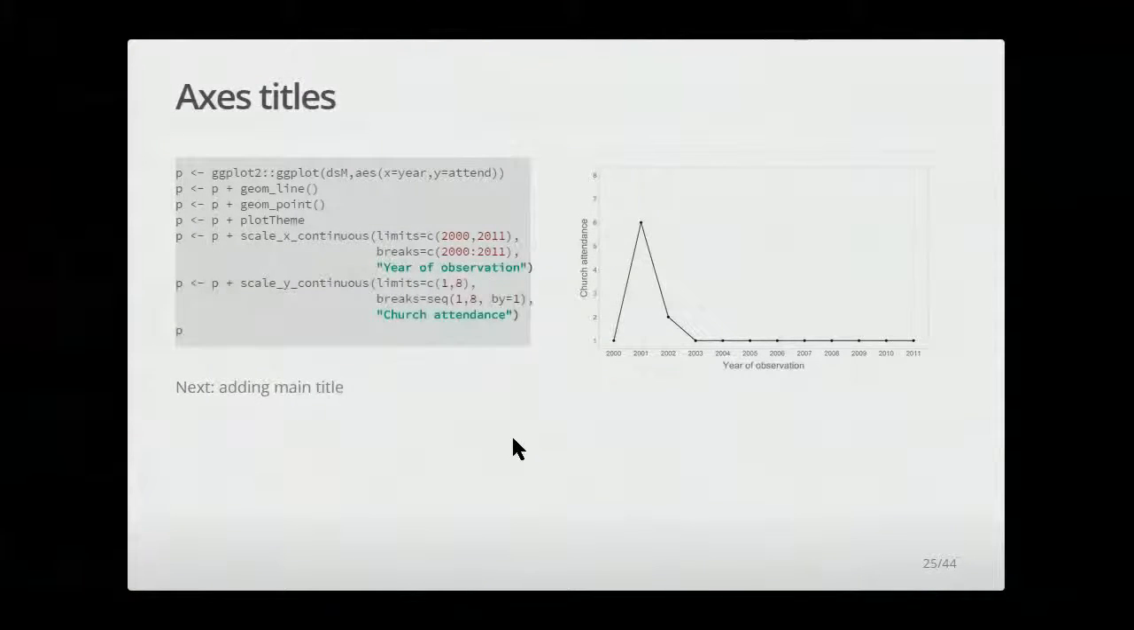Okay. Next, we would like to customize our titles on our axes, so you can keep adding elements to this function scale_x_continuous. So add a comma and enter a string for the corresponding axis. We get a year of observation on the horizontal and church attendance on the vertical.